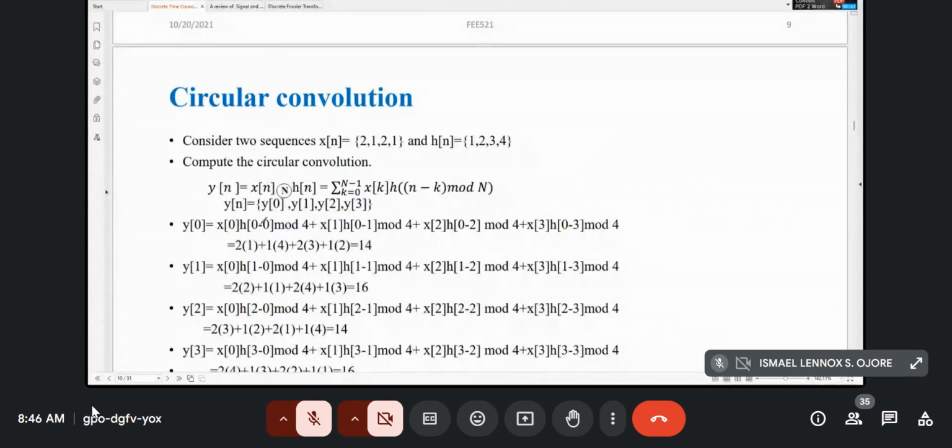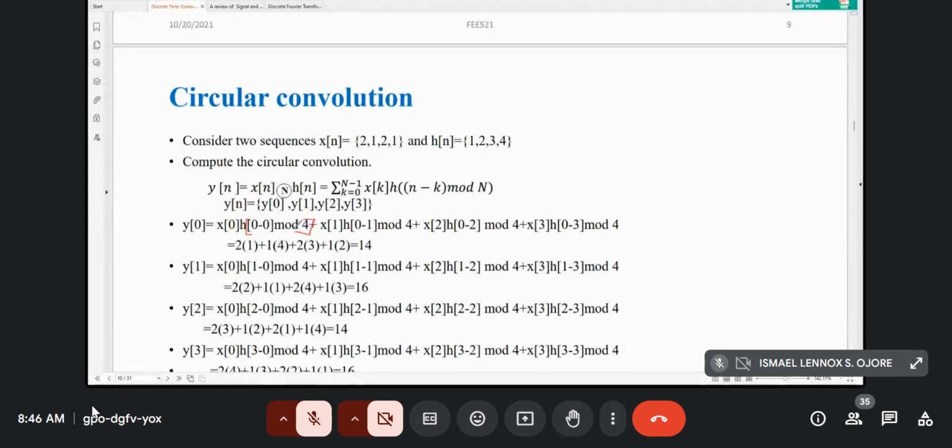And what we are doing, actually, this should be 0 minus 0 mod 4. And there should be another bracket, because what we want is 0 minus 0 mod 4. Then you have the h. So 0 minus 0 mod 4 means a 0.